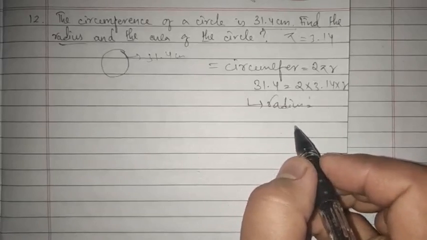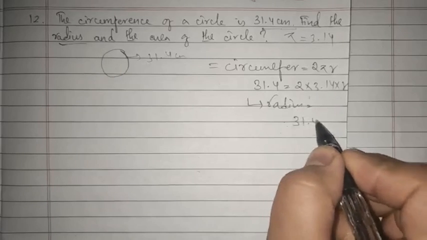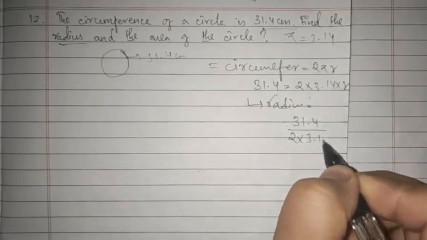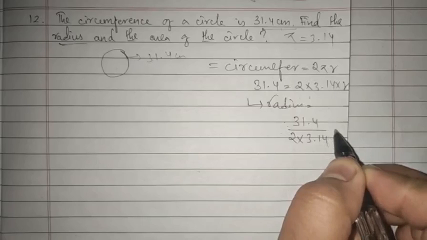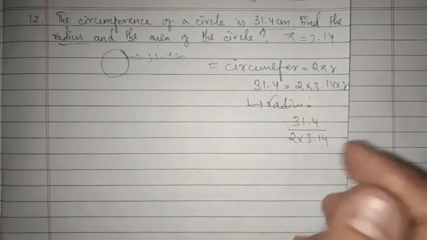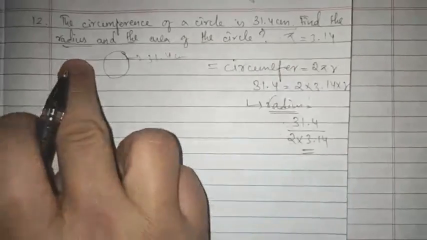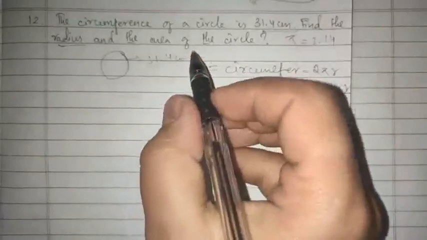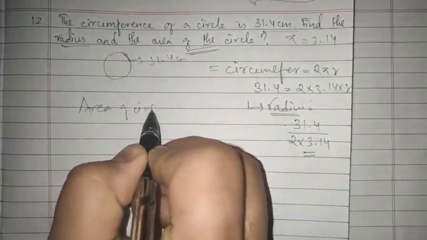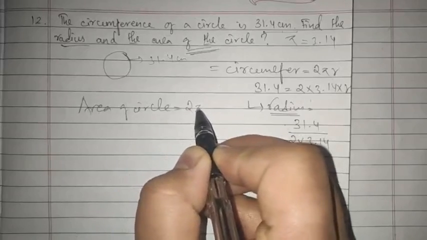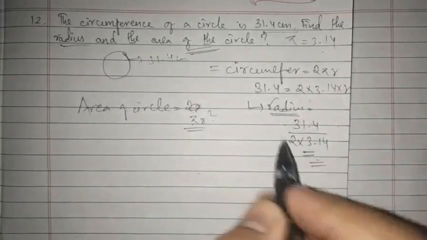So radius is equal to 31.4 divided by 2 into 3.14. I am leaving this part as a home assignment because I want you all to solve this. If you see the numbers 31.4 and 3.14, after removing the decimal, you'll get the answer. So after solving it, you will find the radius. Sorry, not only the radius, you have to find the area of the circle also. You know the formula of area of circle. The formula is pi r square. Put the value of pi, 3.14. You'll get the radius from here.